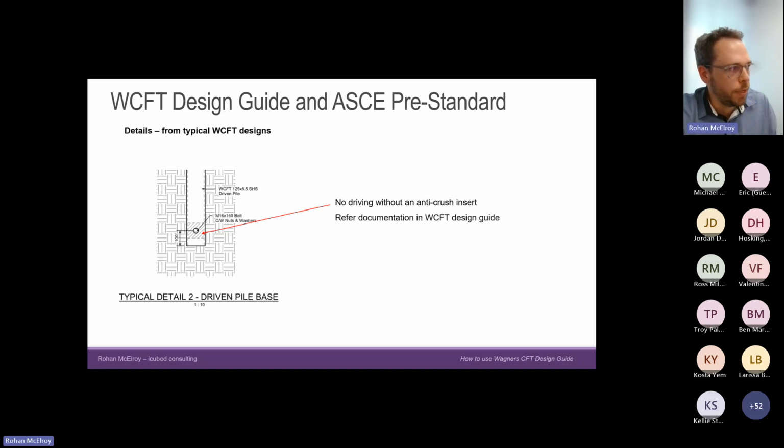If you're designing a boardwalk with driven piles, I highly recommend you have a read through the CFT design guide as well. There's a fairly well fleshed out section there on driven pile design. But the most important part in detailing of that connection is ensuring that you've got the anti-crush insert in the base of the pile. I strongly recommend not going to site and driving a pile into sand or clay without that insert in the bottom. It's a bit of peace of mind. It keeps the section together and creates a bit more structural rigidity for the overall life of your structure.